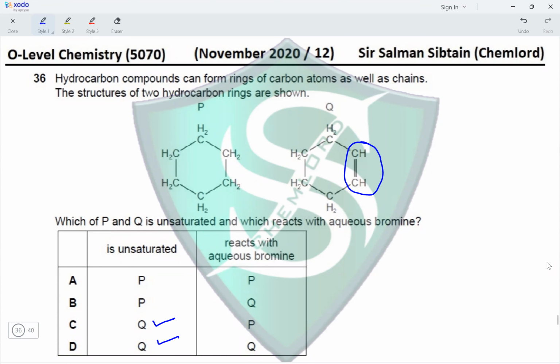This eliminates option A and B, and we continue with option C and D. The next thing they've asked is reacts with aqueous bromine. Same, the double bond reacts with aqueous bromine and decolorizes it. So the answer for the second column is also Q and not P, making option D the correct option for this question.